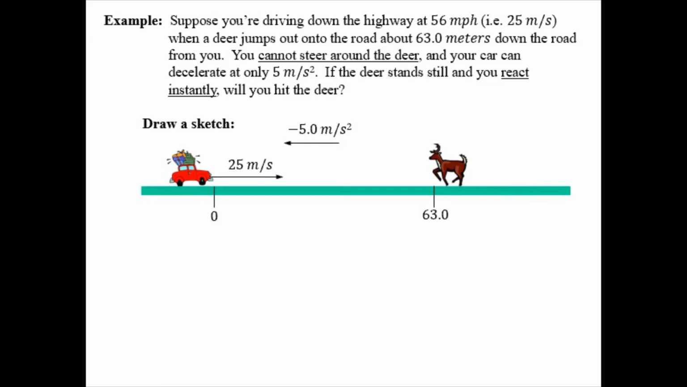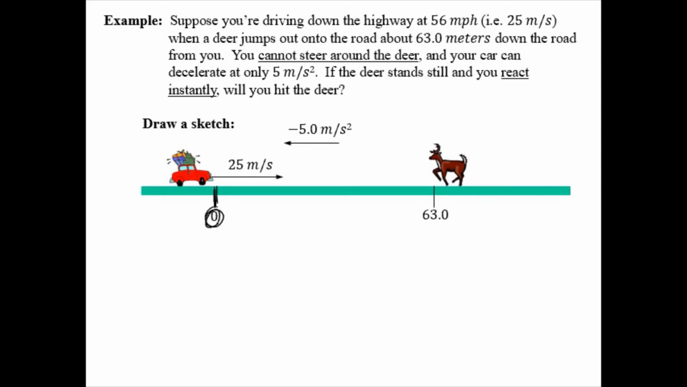And so again, I use clip art. So here I see a picture of the car, and it's moving to the right. I chose to have it moving to the right at 25 meters per second because that's what 56 miles per hour is. We want to use standard units here, right? And I decided to start the car at position 0.